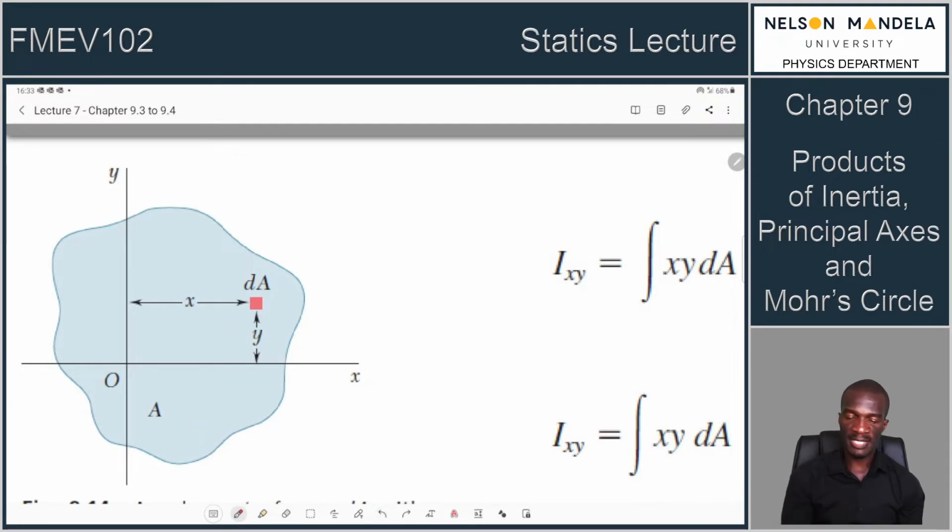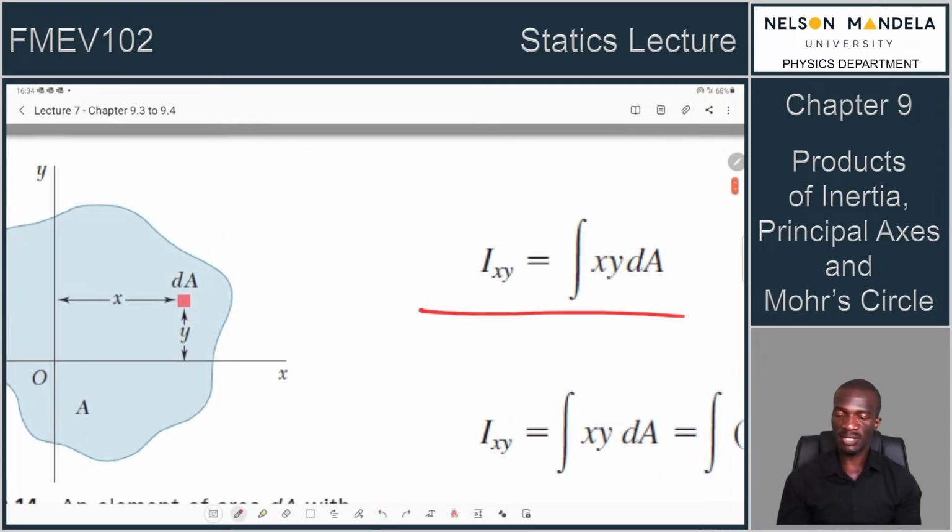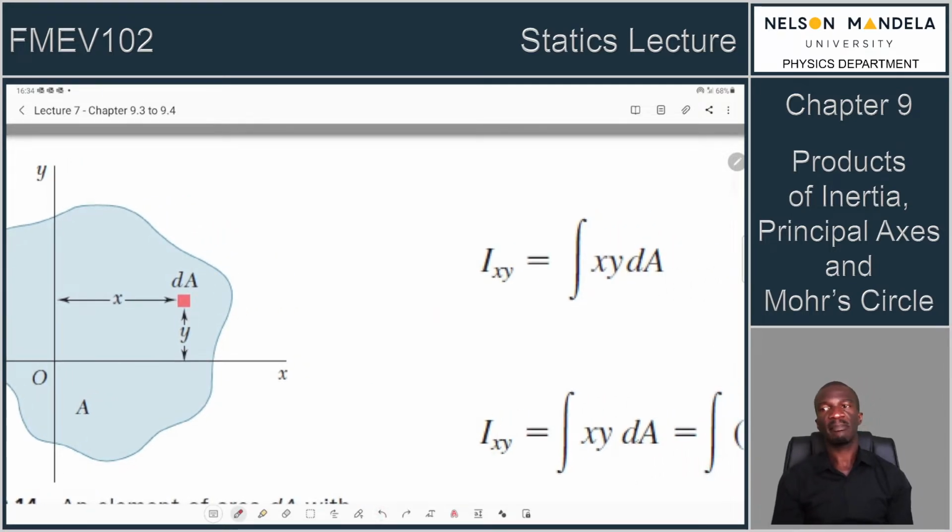Then that object has some area element which we intend to integrate in order for us to find the product. The area element is located at some x position and some y position. So those are the bounds that we will use to then start our integration process. So that defines the product of inertia.